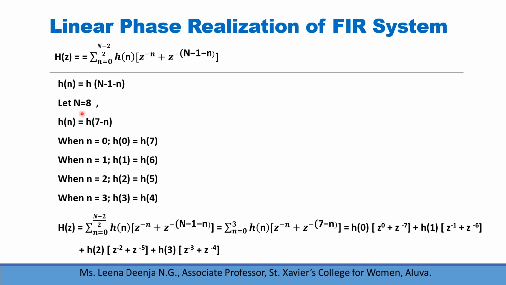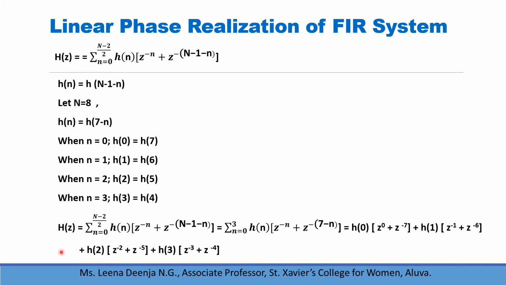Now take n as 8. Then we know that h of n is h of 7 minus n. So when n equal to 0, it is h of 0, that is h of 7 minus 0, that is h of 7. When n equal to 1, h of 1 is h of 6. N equal to 2, h of 2 is h of 5. And n equal to 3, h of 3 is h of 7 minus 3, that is h of 4. Now put all these values in this h of z.